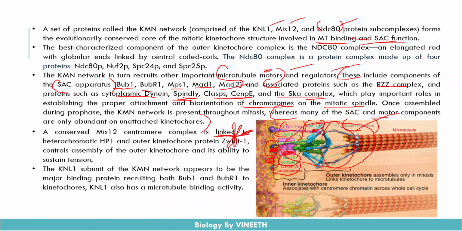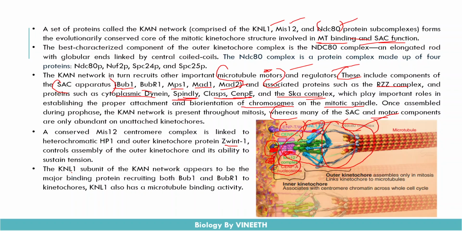Then we have this conserved MIS12 centromere complex. This is linked to HP1 protein, heterochromatic protein 1, and the outer kinetochore protein ZWINT1. This conserved MIS12 centromere complex controls the assembly of the outer kinetochore and its ability to sustain tension. A lot of tension will be produced during the separation process, and this tension is controlled by the MIS12 centromere complex.